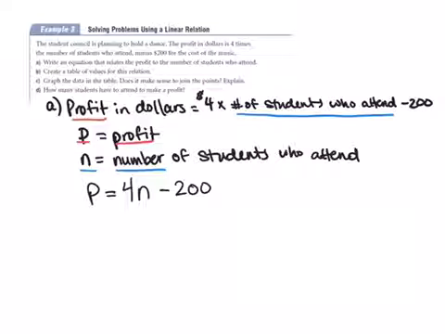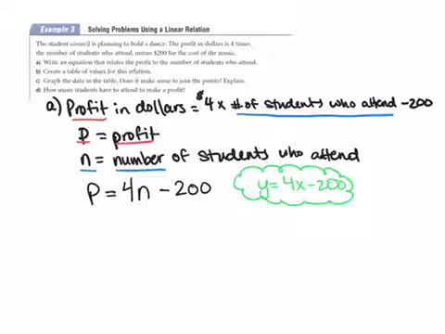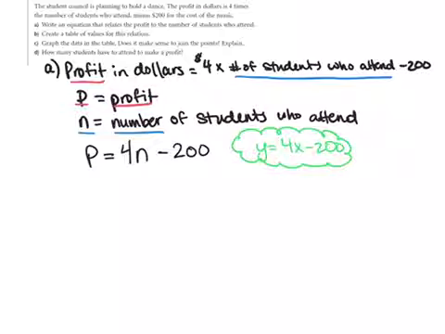This is also similar to saying what we're used to, which is Y is equal to 4X minus 200. These are the same things, okay? But with word problems, we kind of want to set our own variables. We don't have to use Y and X, so we can kind of do our own thing here. So there, we've created an equation that relates the profit to the number of students who attend. That part's done.